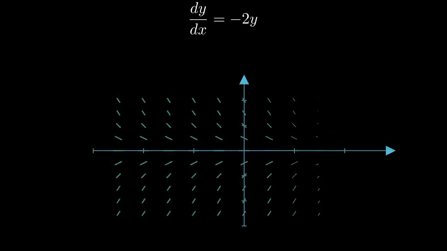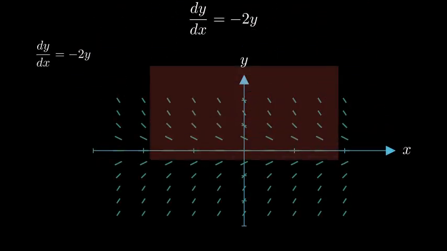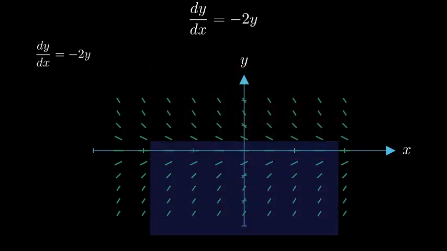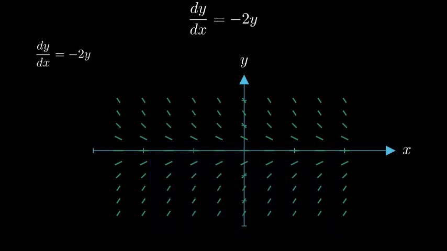Notice some key patterns. First, when y is positive, dy/dx is negative, so all the ticks point downward. Second, when y is negative, dy/dx is positive, so all the ticks point upward. And third, the farther you are from the x-axis, where y equals 0, the steeper the ticks become.